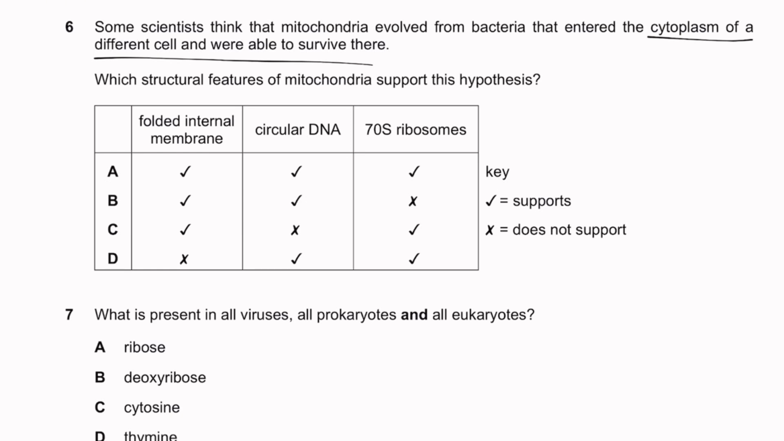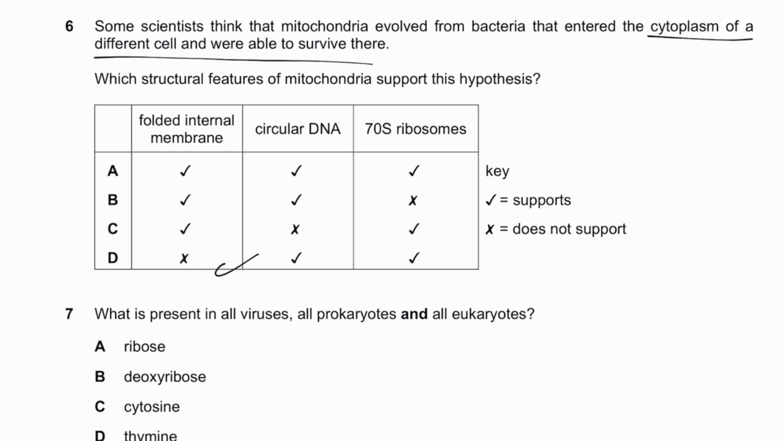So let's see. Folded internal membrane. Yes, despite the bacteria do have a little bit of mesosomes, which are basically these tiny folds in their membranes, but they aren't as large as the folded internal membrane. Plus, the mitochondria is double membraned, so the bacteria don't really have an internal and external membrane, it's just a single membrane. So one is X. Okay, and circular DNA, yes. 70S ribosomes, yes. So D.